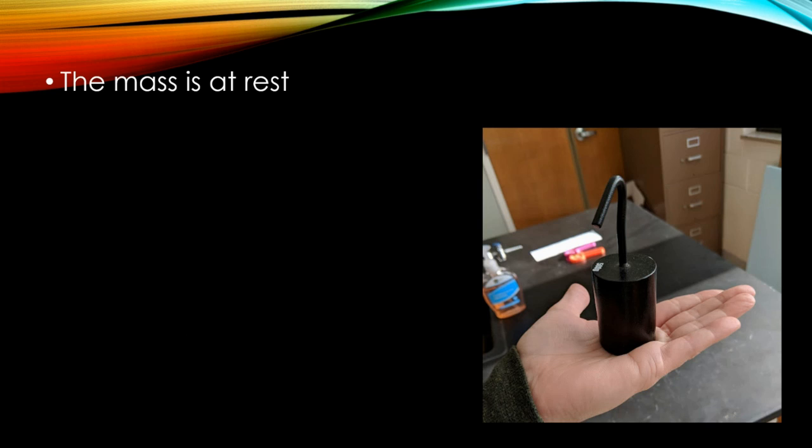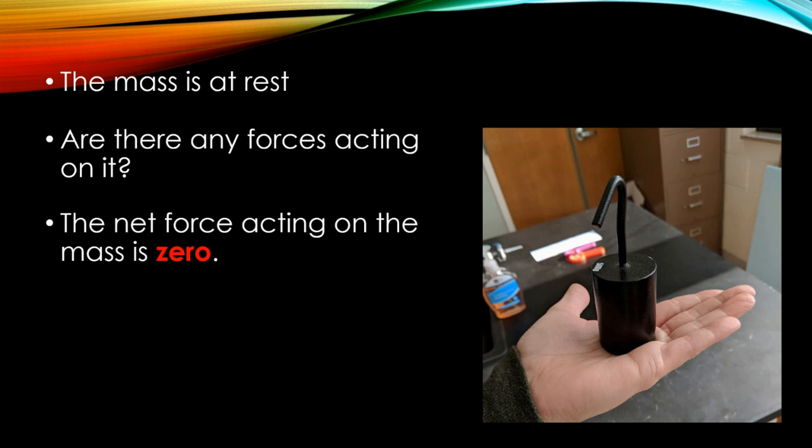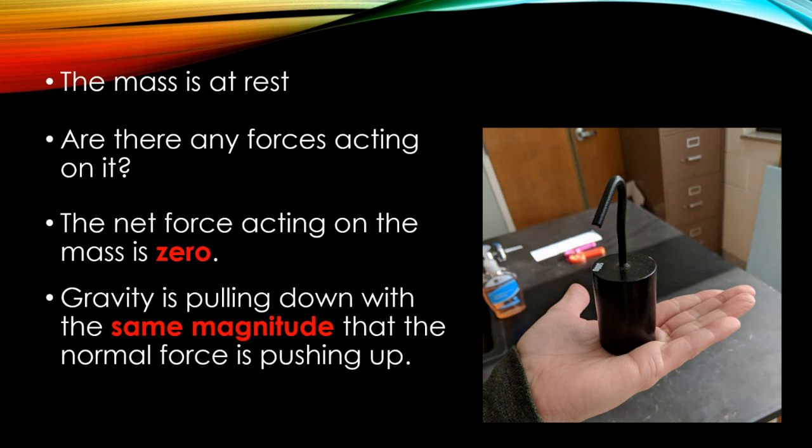So take this mass. It's at rest in my hand. What does that mean about the forces? Are there any forces acting on it? Well, this is the back of my classroom, so we know we're on Earth. That must mean that gravity is acting on the mass. And it's sitting on my hand, which is a surface, so there must be a normal force pushing it up. Since the mass is not moving, according to Newton's first law, the net force acting on the mass must be zero. And net force being zero means that the forces must be balanced. If the forces are balanced, the normal force pushing up must have the same magnitude as the gravity pulling down.